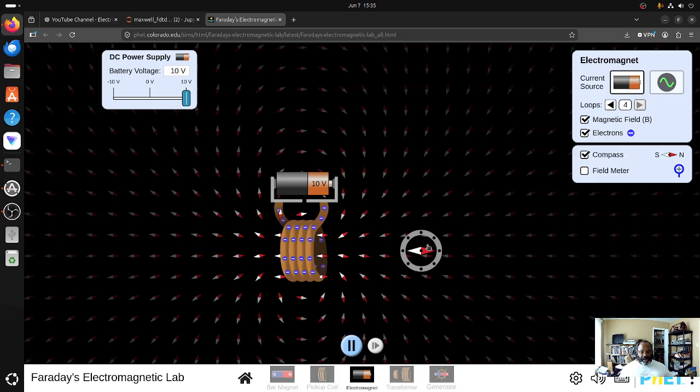Now the third demonstration shows a battery producing electric current inside this coil. You can see I have a compass here, and as I move this compass around, it is interacting with the field that is generated by this coil. So in other words, this coil itself is acting like an electromagnet.